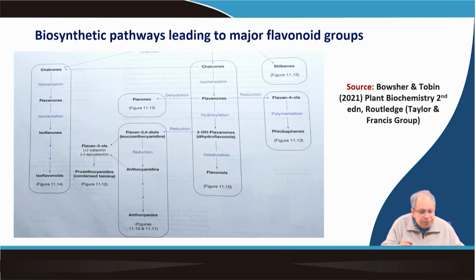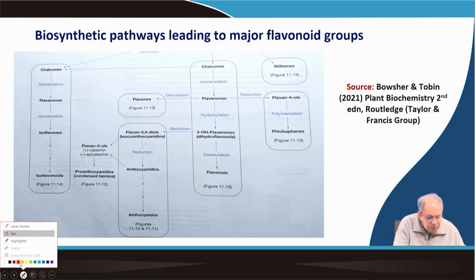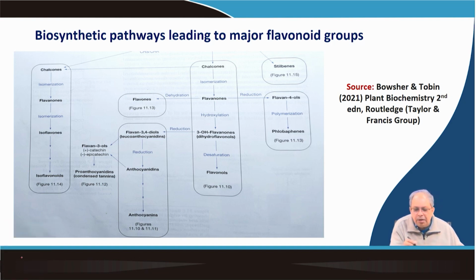Here is a brief overview of this. So, first are the chalcones. Chalcone is basically formed by joining 3 molecules of malonyl CoA with 1 molecule of coumaroyl CoA, or the same joining can lead to the formation of stilbene, which I have already covered in the previous class, and stilbenes accumulate in grapes. Okay.